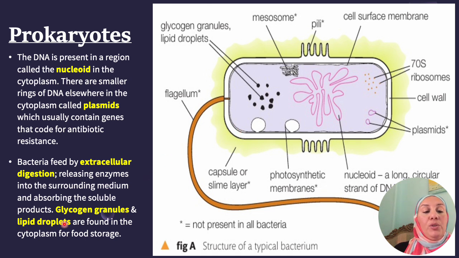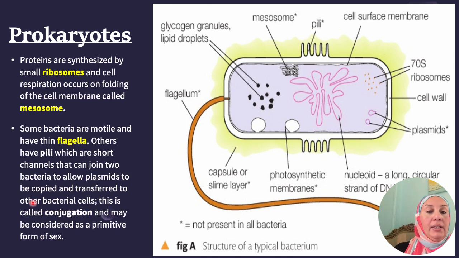Glycogen granules and lipid droplets are found inside the cytoplasm of bacteria. They are good for food storage. Here is what we have said earlier about ribosomes. They are the factories that produce proteins. They are the ones that are responsible for making proteins. Ribosomes are found in all living cells. So bacteria have a small type of ribosomes called 70S. Eukaryotes, we will learn in a minute, have bigger ribosomes and we call them 80S.